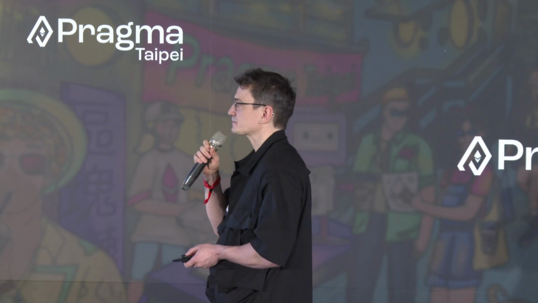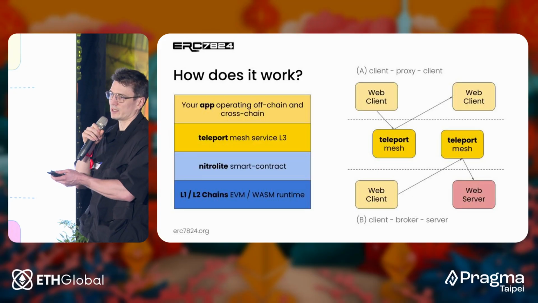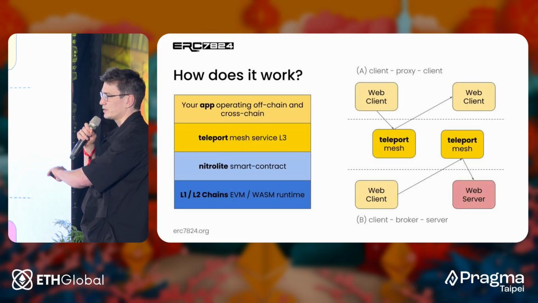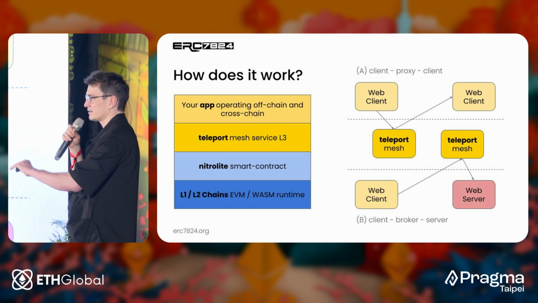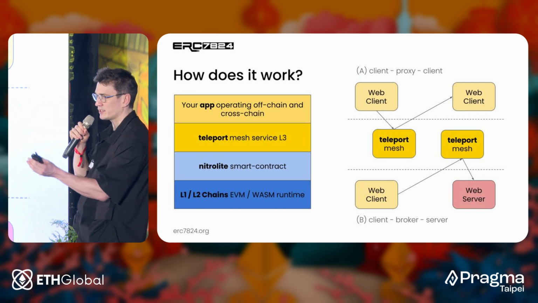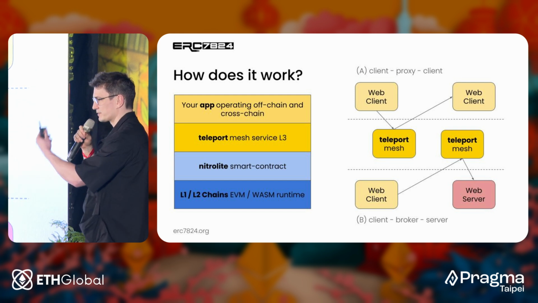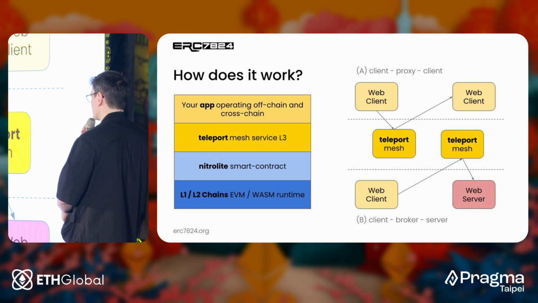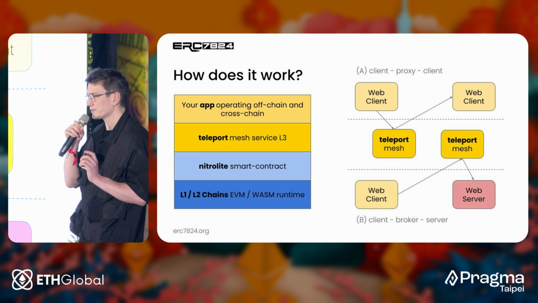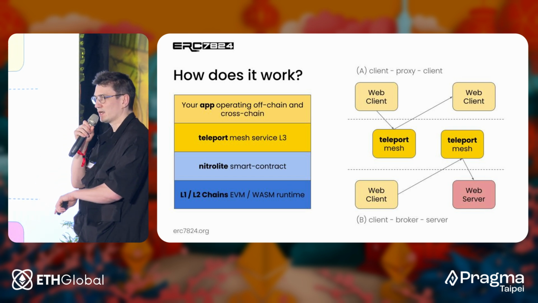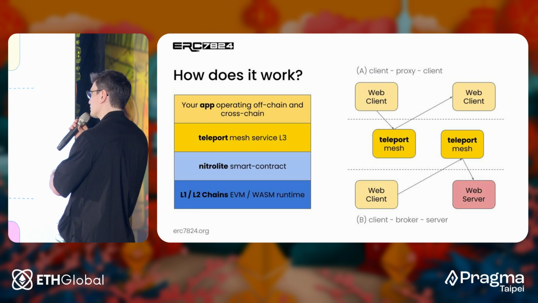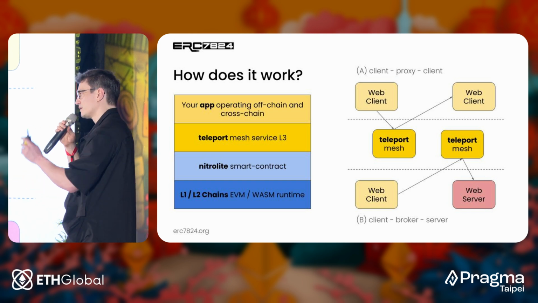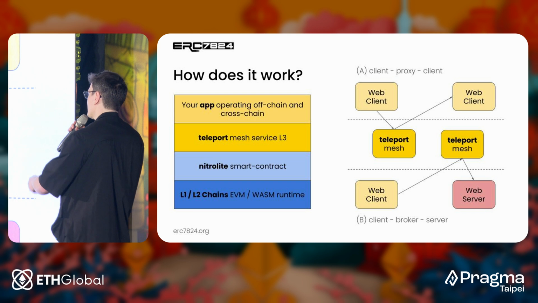Okay, I've got 2 minutes. How does it work? You can see that those layers are what made the internet great. We could build with layers and only focus on improving each layer rather than rebuilding the entire internet stack. And in blockchain, we have layer 1, layer 2. On top of it, you can deploy the Nitrolite smart contract. The contract is simple enough to work in pretty much every runtime, EVM, WASM, you name it.